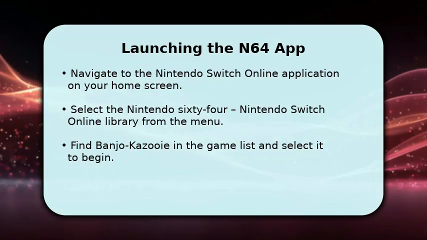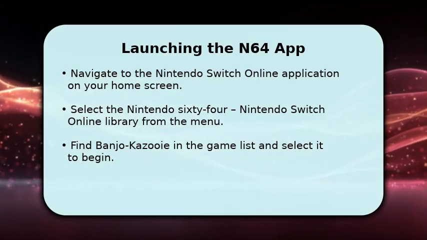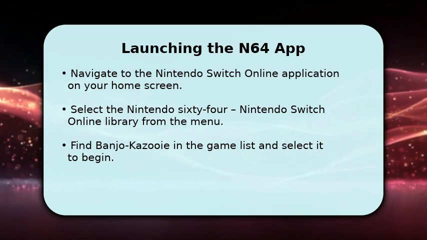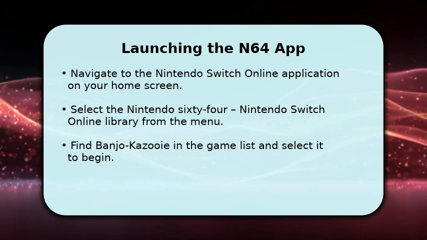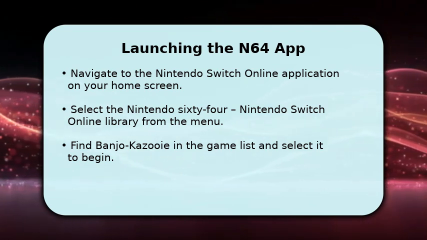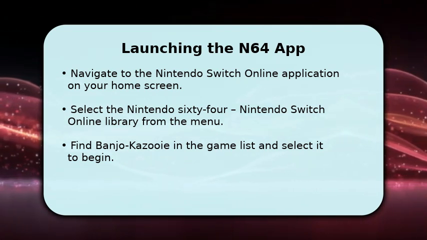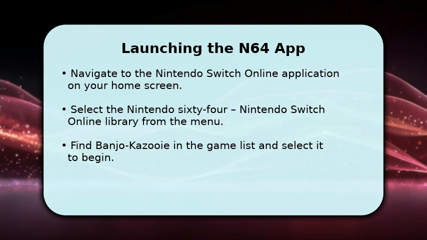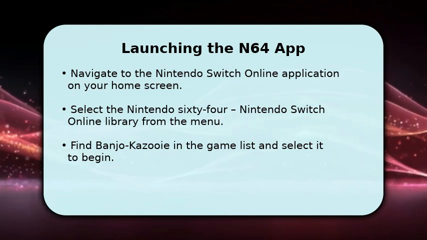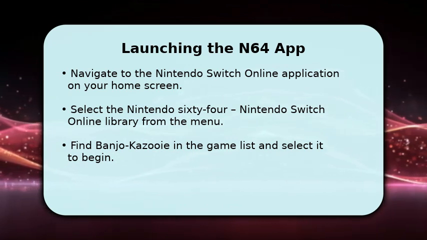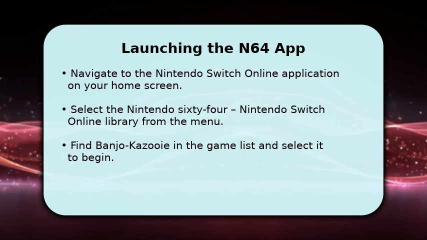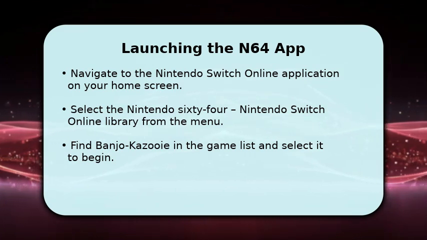Once your subscription is active, locate the Nintendo Switch Online application icon on your console's home screen. Open this application, and you'll see various classic console libraries. Choose the Nintendo 64 Nintendo Switch Online option. Within this library, scroll through the available titles until you find Banjo Kazooie. Select the game, and it will launch, bringing you right into the Spiral Mountain adventure.